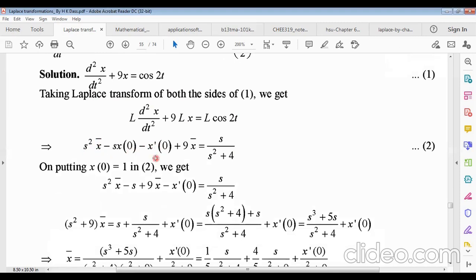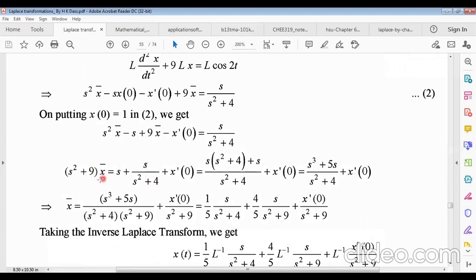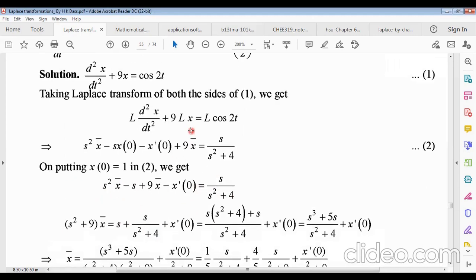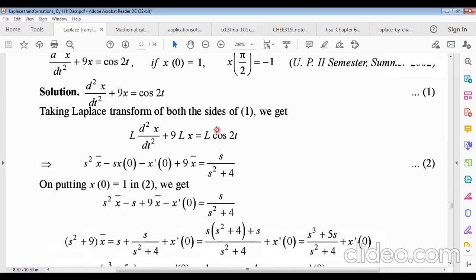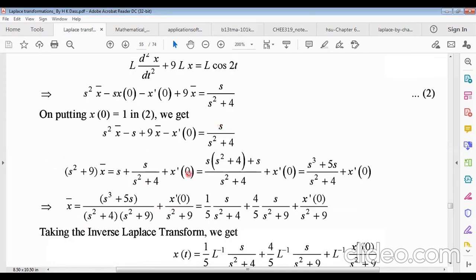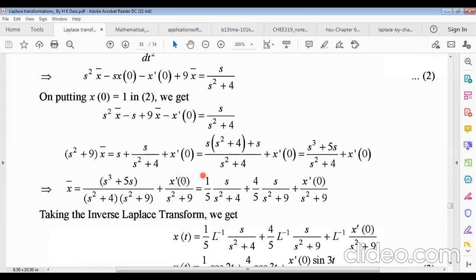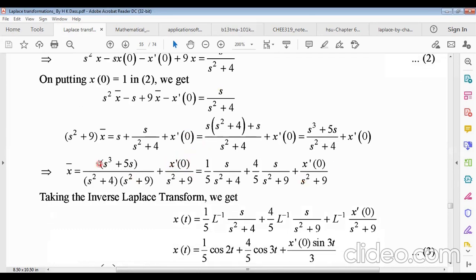Okay, using same procedure and putting the initial conditions, we get this, and x bar is the Laplace transformation of x(t). x(t) is the function here. So x bar equals to this one. First derivative x dash 0 is not given here, so this is unknown for us. Now we are taking inverse Laplace transformation of this.